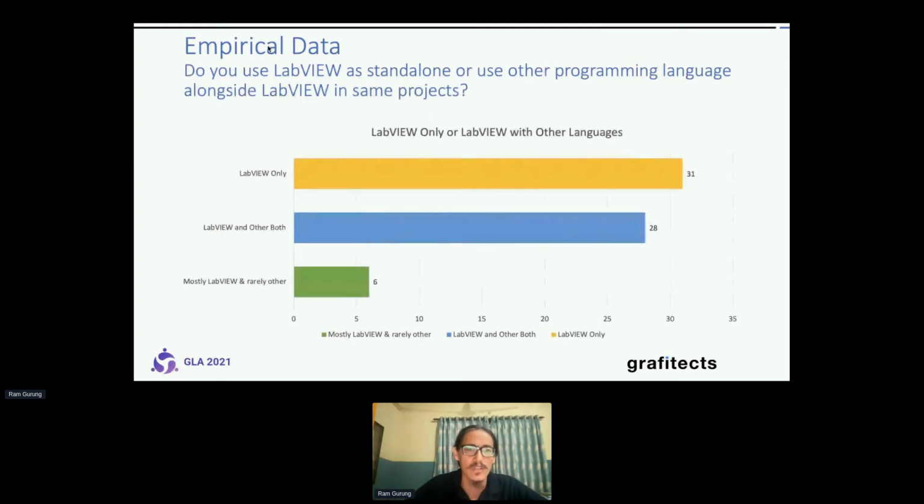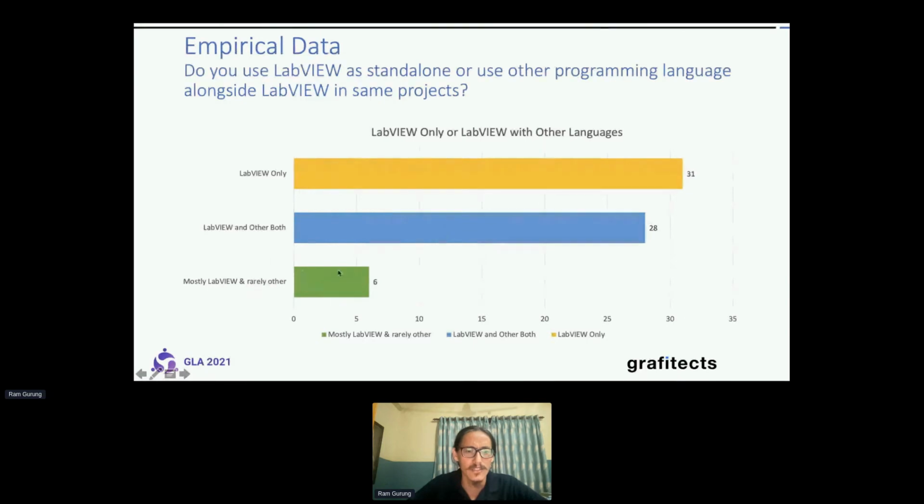So here we asked whether they are using LabVIEW standalone or with another programming language, and you can see nearly half of them are using LabVIEW on there, and this is very, very encouraging actually. But here they are saying that they are using both programming languages together. This is also not a bad thing, given that LabVIEW provides a lot of interfaces to work and collaborate with other programming languages like Python, C, C++, MATLAB, and so on.